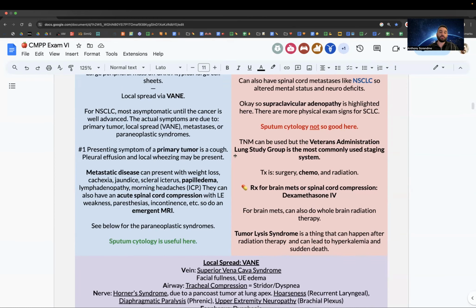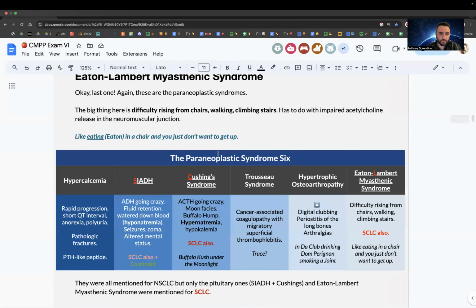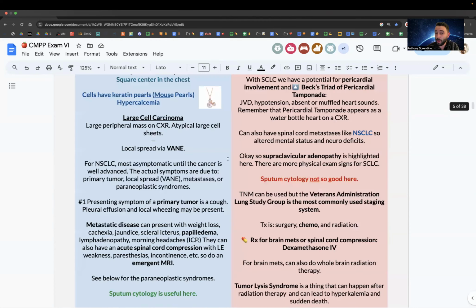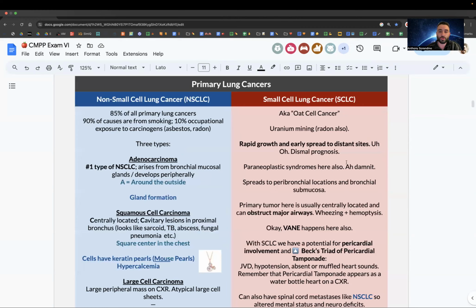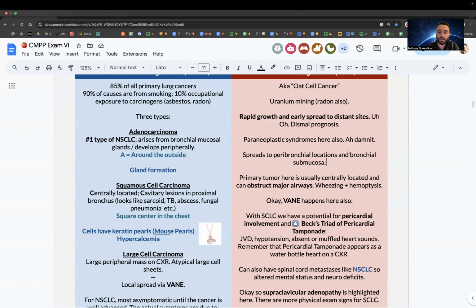The other thing here is the TNM system, where T is tumor size, N is lymph node, and M is, isn't it just metastasis? Double check that real quick. Yes. So that can be used for both, but small cell lung cancer also uses the Veterans Administration Lung Study Group staging system. It's actually the most commonly used staging system for small cell lung cancer.